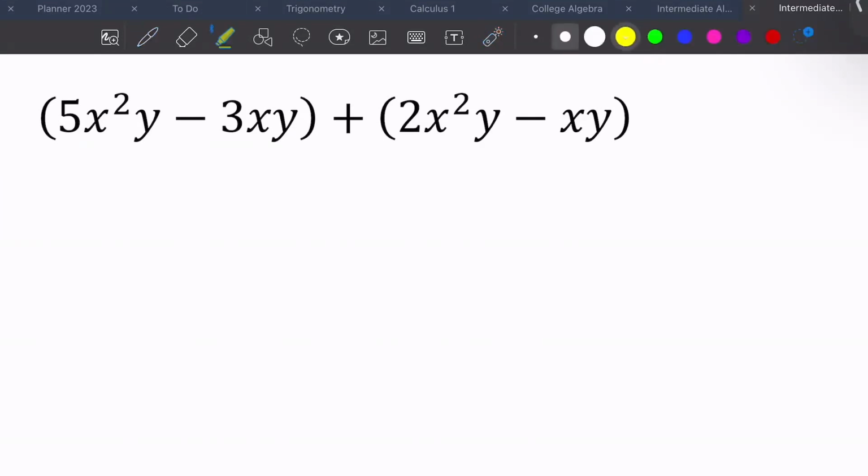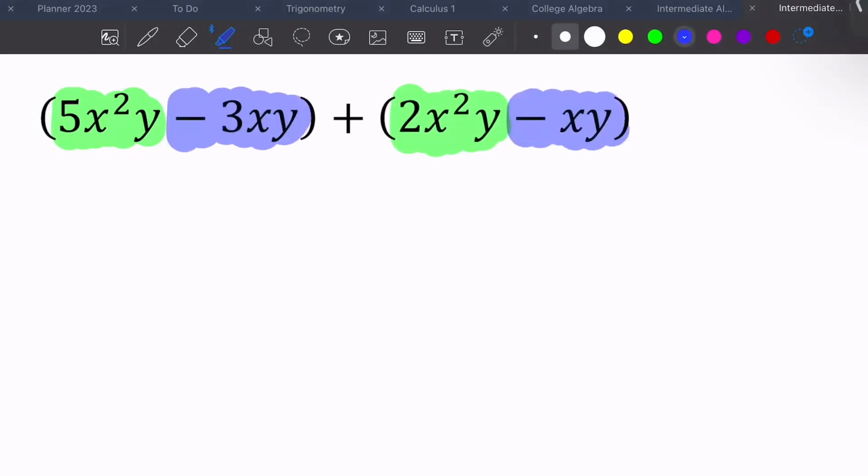Okay, so again, let's highlight. We have 5x squared y plus 2x squared y, and then negative 3xy minus xy. So we get 7x squared y. Notice that I'm not adding my exponents or anything like that. My x squared y stays my x squared y.